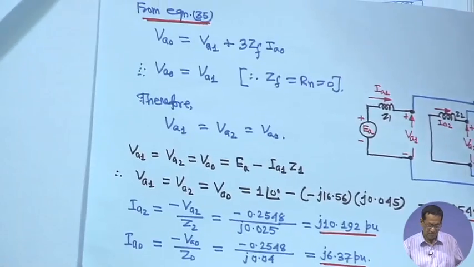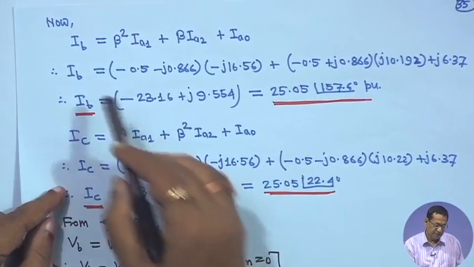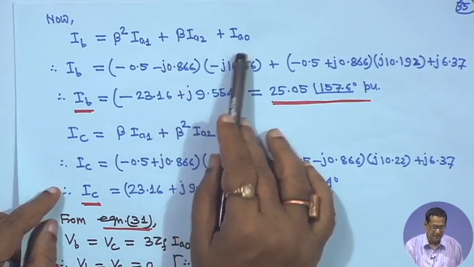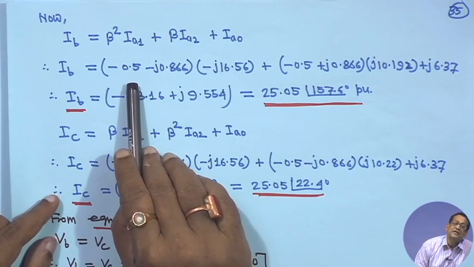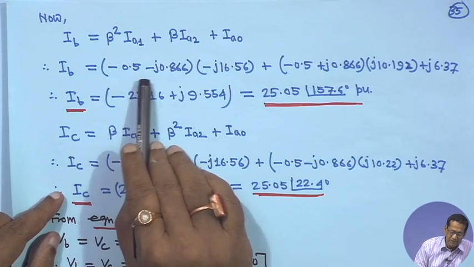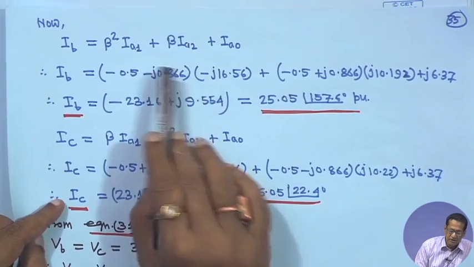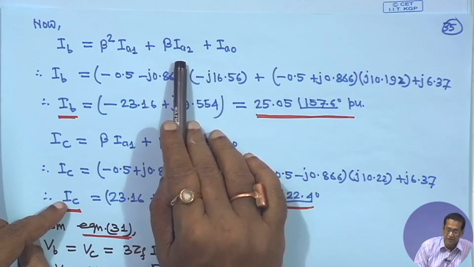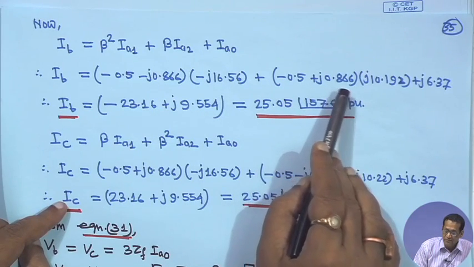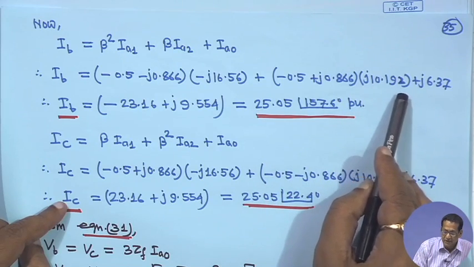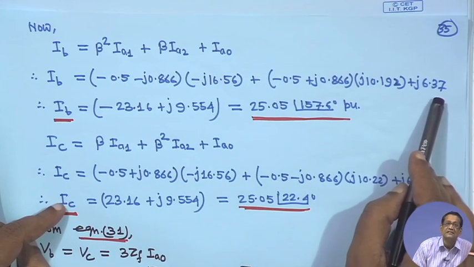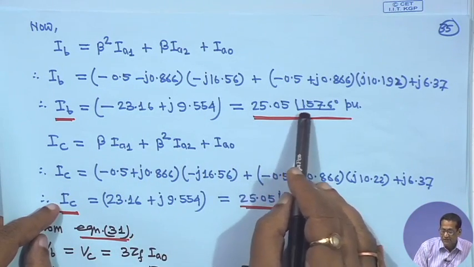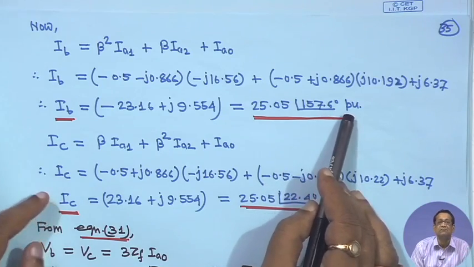Next one is that IB is equal to beta square IA1 plus beta IA2 plus IA0. Now, beta square is actually e to the power j240 degree. So, it is minus 0.5 minus j0.866 into IA1, which is minus j16.56. Similarly, beta is e to the power j120 degree. So, minus 0.5 plus j0.866 into j10.192, and IA0 is equal to j6.37. Therefore, if you simplify, IB will be 25.05 angle 157.6 degree per unit.